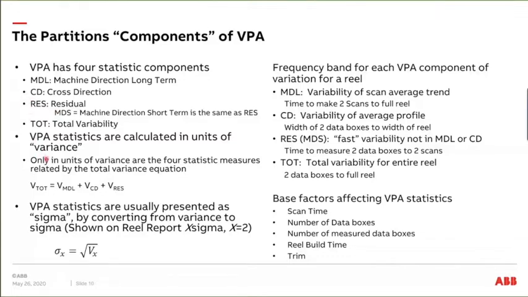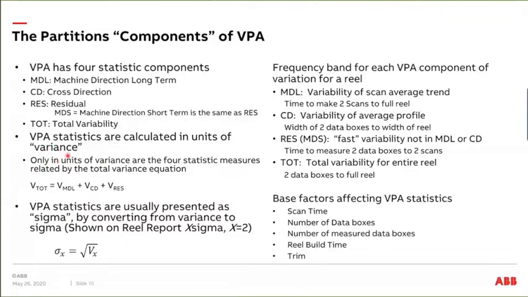Now, looking at the summation, this is another really important point: the values of MDL, CD, and MDS or residual are typically shown on, say, a reel report as 2 sigma values. If you take the 2 sigma values and add those together, they don't equal the 2 sigma for the total. You have to add those in variance units.